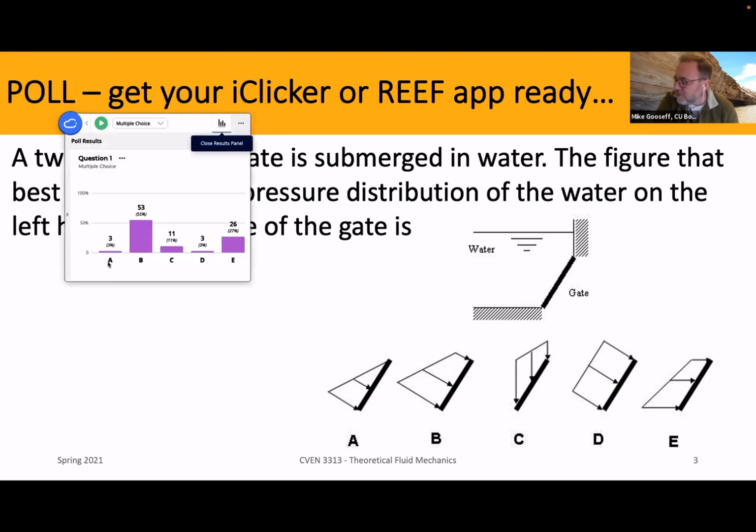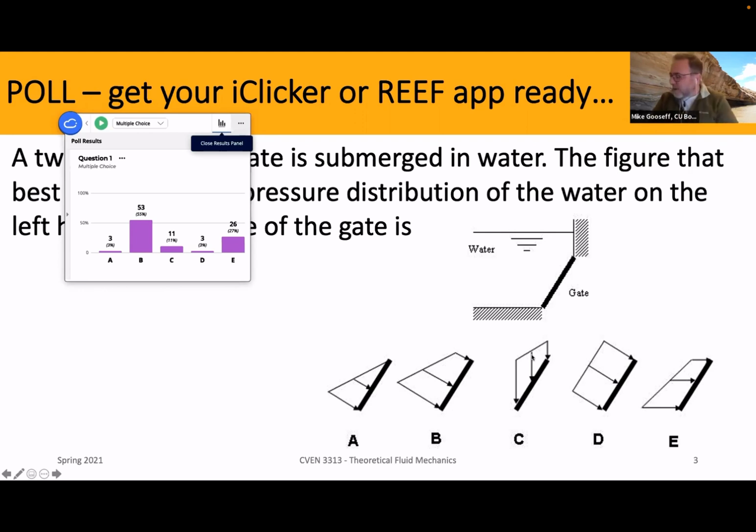All right, how did you all vote? Three of you said A, 53 of you said B, 11 of you said C, 3 said D, and 26 said E. So B and E are the two front runners. Let's talk about this.